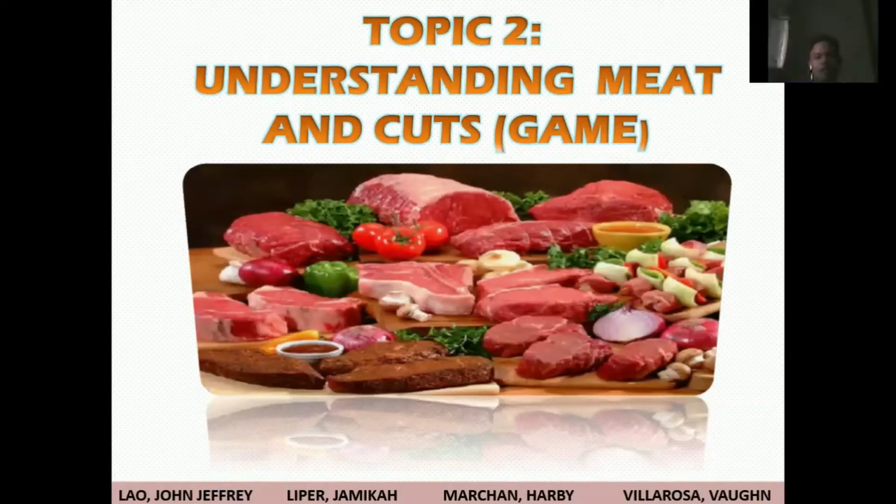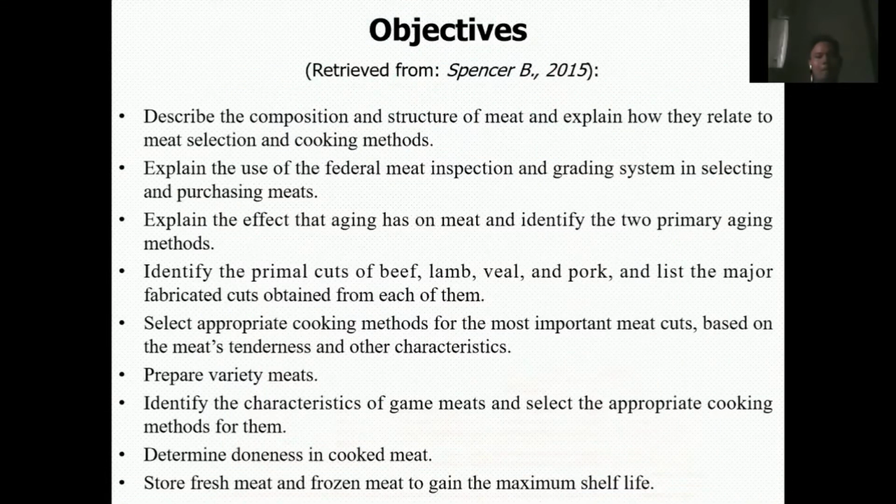So today our group will discuss understanding meat and cuts of game. Next slide. In our topic, the objectives here are to describe the composition and structure of meat, explain the use of the federal meat inspection and grading system, explain the effect that aging has on meat, and identify the primary methods of it.